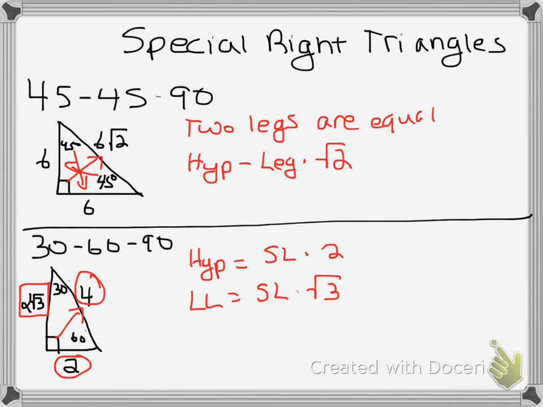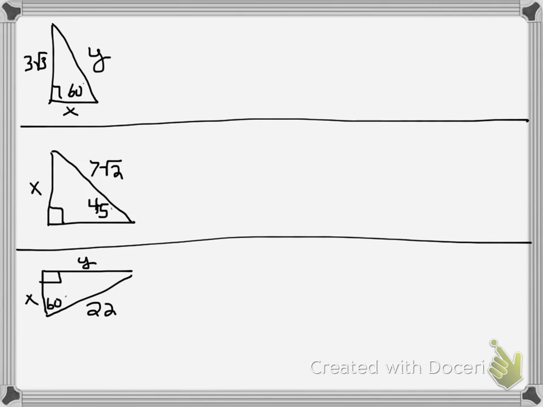So let's look at a couple of examples of problems you might see. So the first problem, we have what we see as a 30, 60, 90 triangle. We know the hypotenuse is the y. We know that the short leg is the x, and we know the long leg is 3 square root 3. So we're going to use the 3 square root 3 to figure out the short leg first. Well, we know that the short leg times square root of 3 gives us the long leg. So the long leg divided by the square root of 3 will give us the short leg.